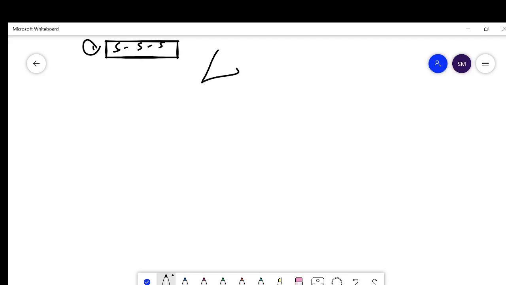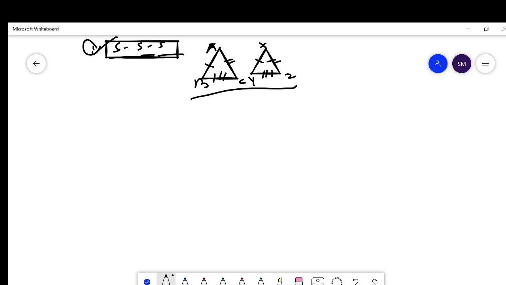Suppose ABC and XYZ are two triangles. They are said to be congruent when side AB is equal to side XY, side AC is equal to side XZ and side BC is equal to side YZ. Then by condition SSS, side property, these two triangles are said to be congruent.